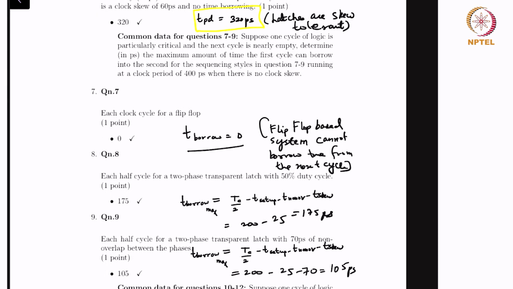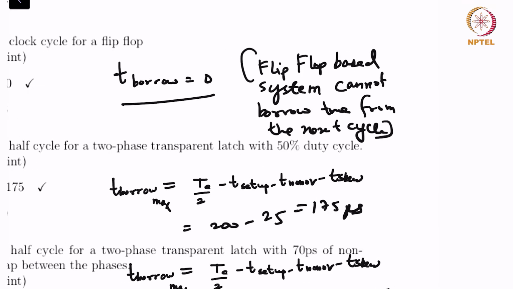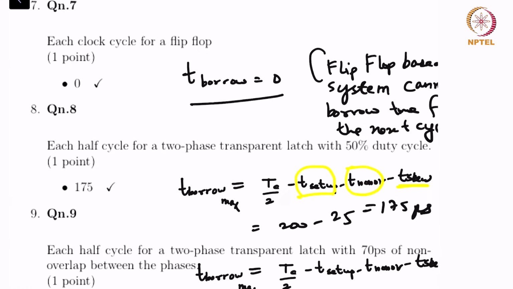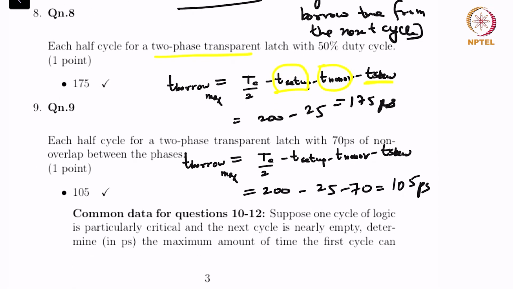In the case of a two-phase transparent latch with 50% duty cycle, the maximum T borrow is TC by 2 minus T setup minus the non-overlap interval and the T skew. So this is obtained by analyzing the two-phase transparent latch system, and in this case, since the non-overlap is 0 and T skew is 0, 200 minus 25, 175 picoseconds is the right answer.